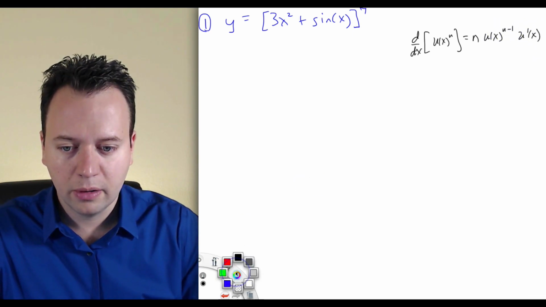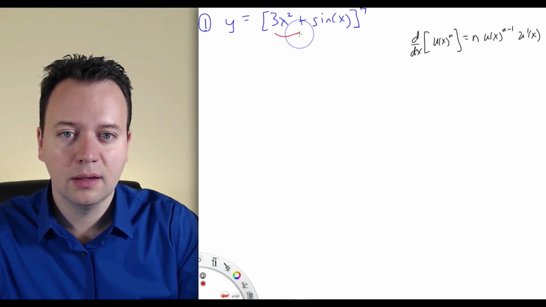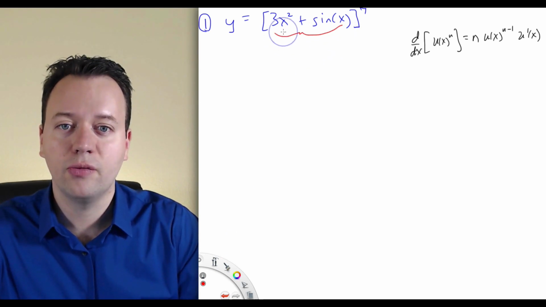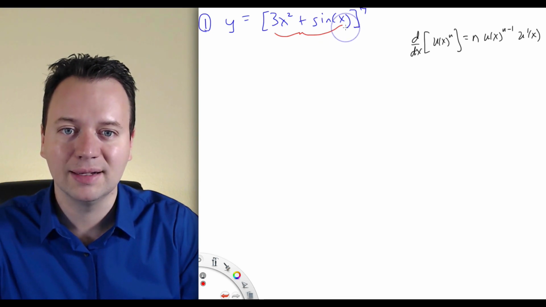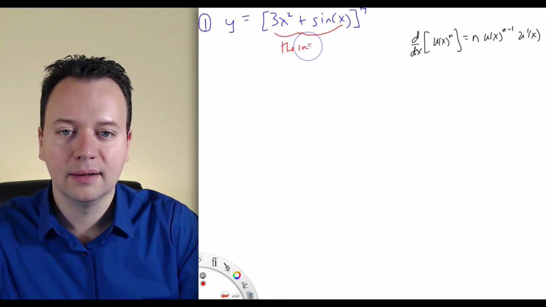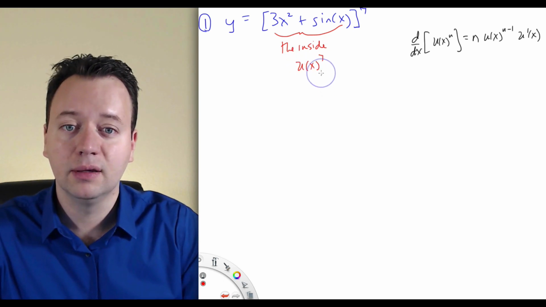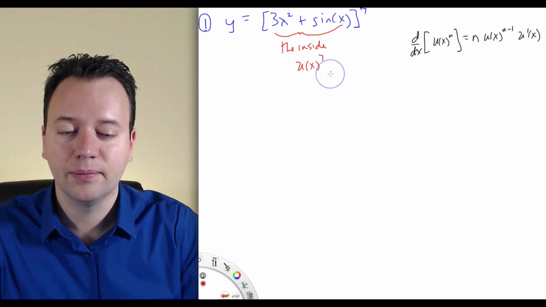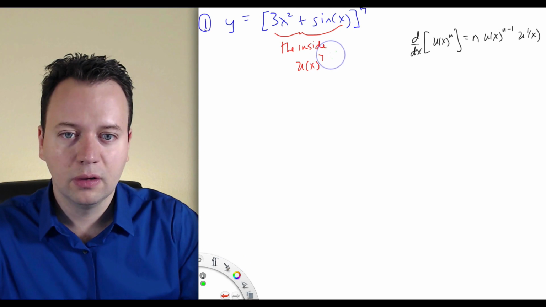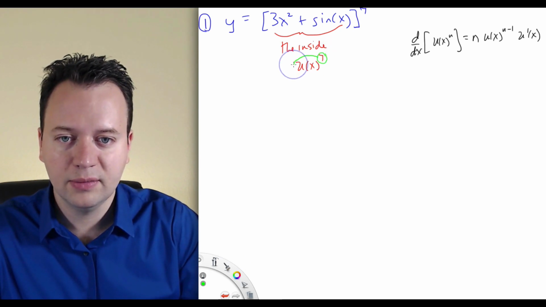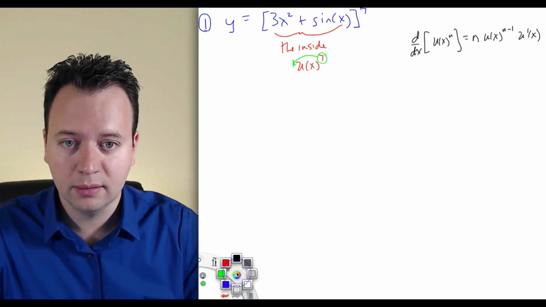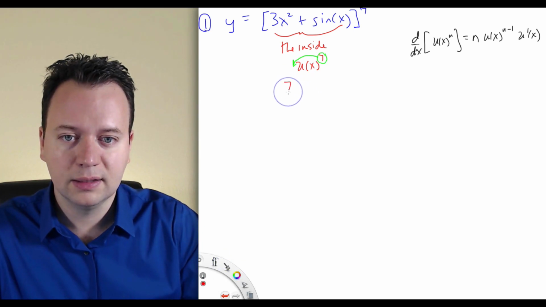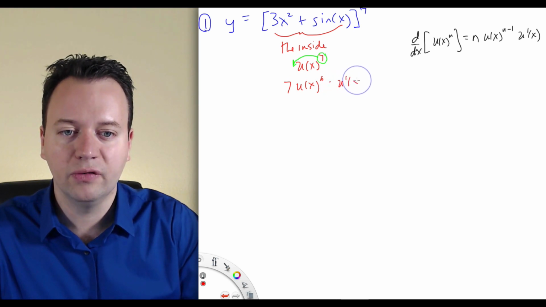Here our u of x is going to be the inside function, 3x squared plus sine of x. This is called the inside, right? You can think of this as u of x to the power 7, so u of x is identified with 3x squared plus sine of x. When we take the derivative, the 7 comes down out front, and then you subtract 1. So we basically just get 7 u of x to the 6th, and then times the derivative of the inside.